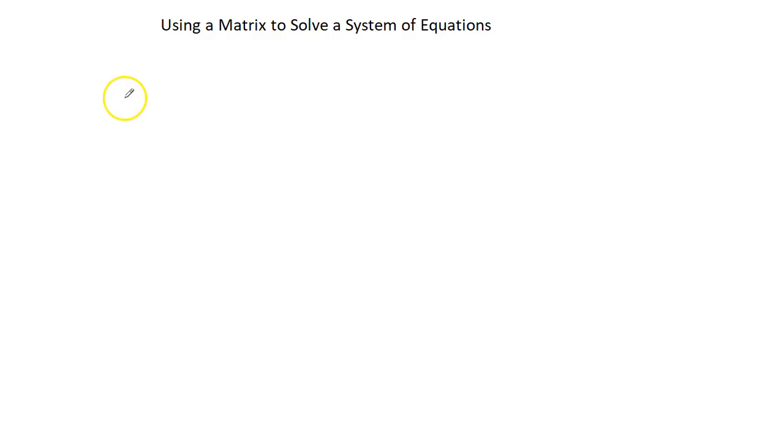In this video, I am going to use a matrix to solve a system of equations. So let's write down our system of equations. We're going to start with x plus y equals 5. And then negative 2x plus 4y equals 8.